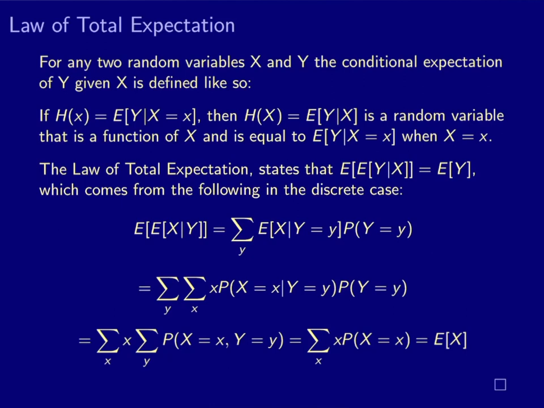And then from there, I'm just expanding and rearranging the sums. This first equality comes directly from our definition in the last slide. And this second one comes directly from the definition of conditional probability. And this guy is just the definition of marginal probabilities. And then we're done. We've proved it for the discrete case.